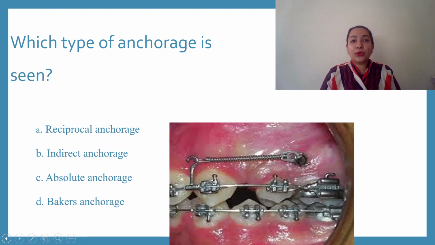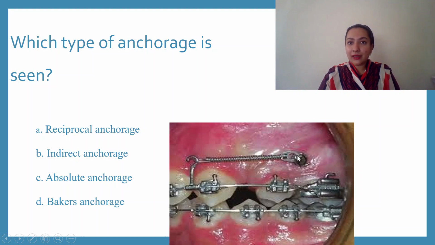For example, if you want to close a case of midline diastema, right? So reciprocal anchorage would be taken to close that space. Indirect anchorage, no, this is not a case of indirect anchorage. During indirect anchorage, what is done? We place a mini screw. What do you see in the figure? That my brackets are attached, wire is running, there is a mini screw, also known as temporary anchorage device, placed in between the second premolar and first molar.